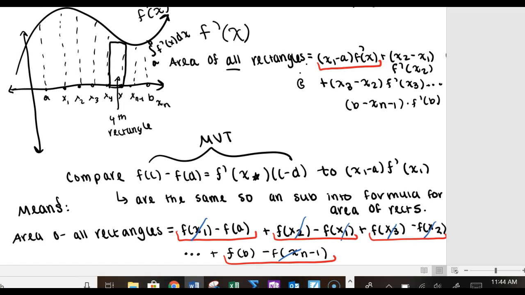This is the fundamental theorem of calculus, Part 1. Big marker moment.